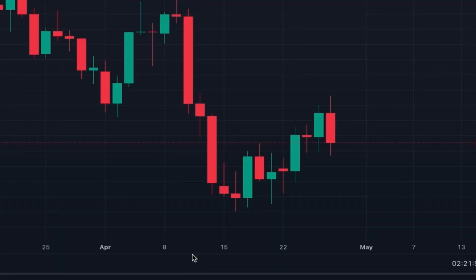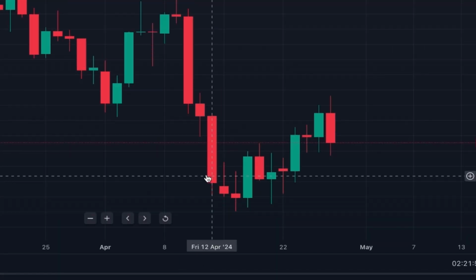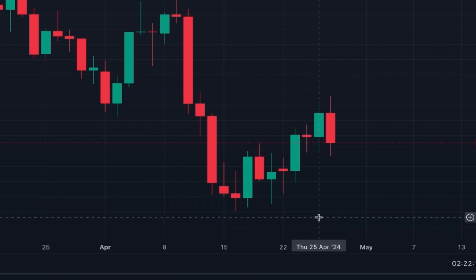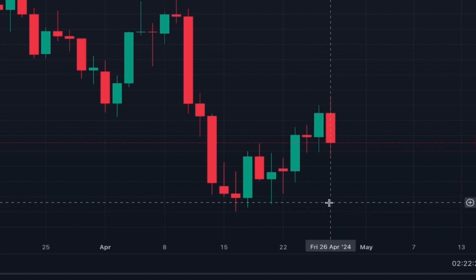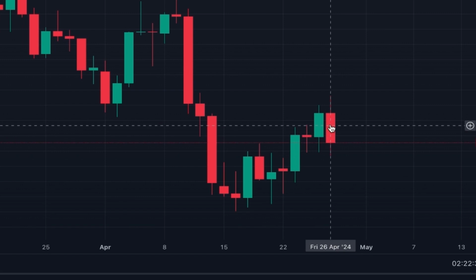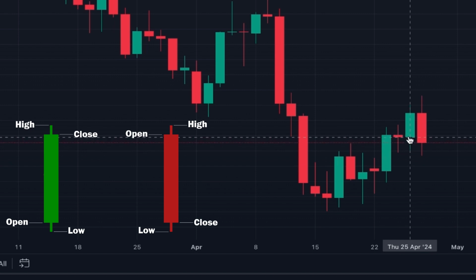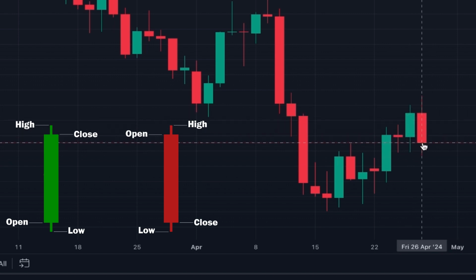So here the x-axis is divided based on every day: April 23, April 24, April 25, April 26. And for each day we have a candlestick which has 4 parts: opening price, closing price, highest price, and lowest price. If the closing price is above the opening price, the candle is green, and if the closing price is below the opening price, the candle is red.